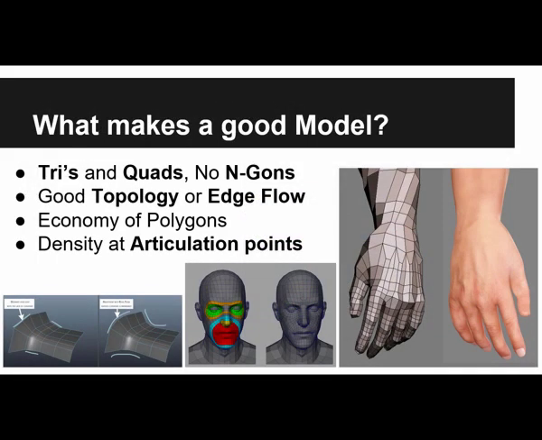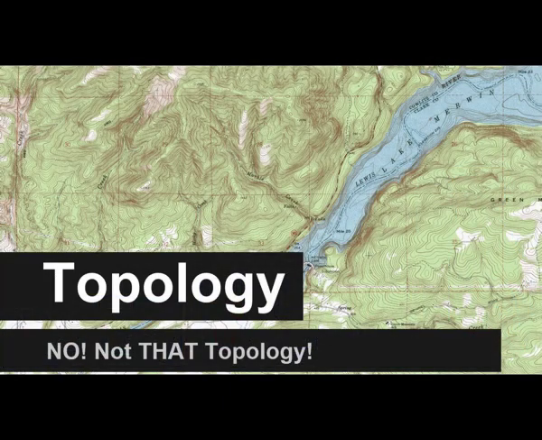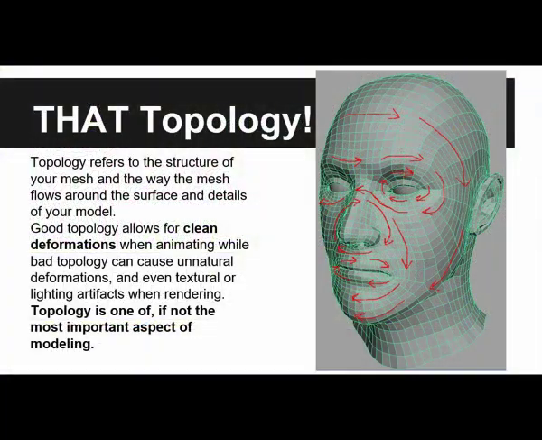Tris and quads. No n-gons. You don't want those. You want good topology for your model and good edge flow. You need to use an economy of polygons and make sure to watch your density at articulation points. These all make good models. Let's talk more about topology. And no, not the type of topology in a map.